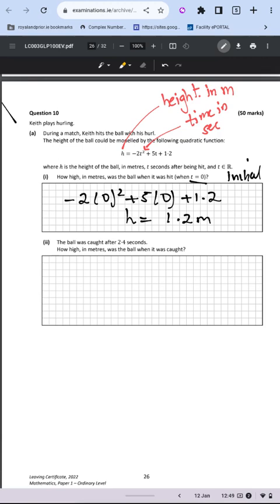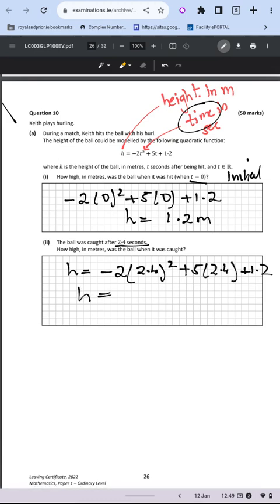The ball was caught after 2.4 seconds. How high in metres was the ball caught? So once again, they give me a time. Once they give me a time, I fill it in for t. So the height is equal to minus 2 times 2.4 squared plus 5 times 2.4 plus 1.2. Throw that on your calculator and you get 1.68 metres. 1.68, that says.